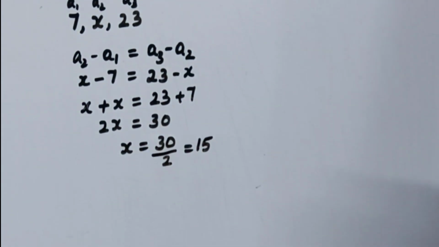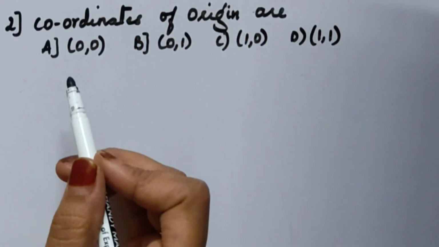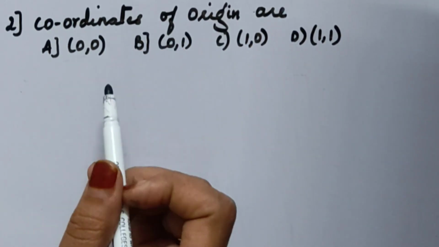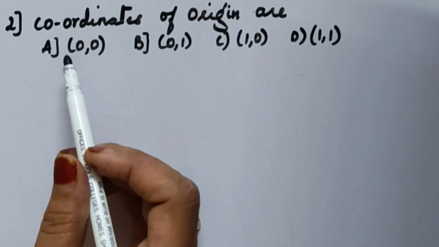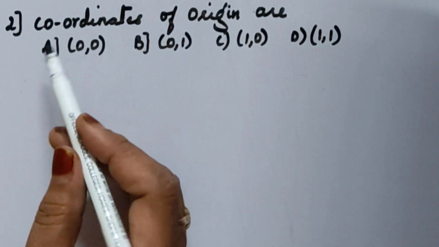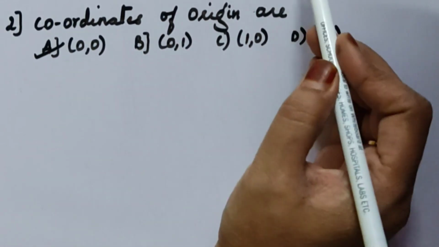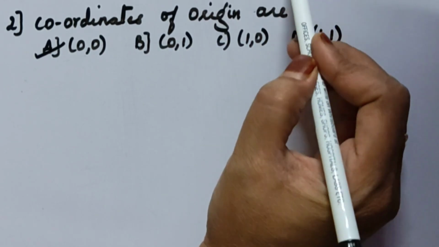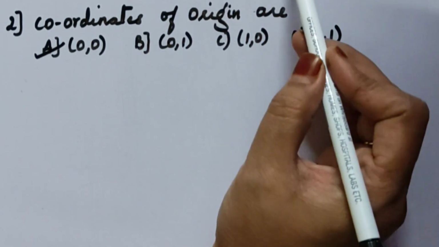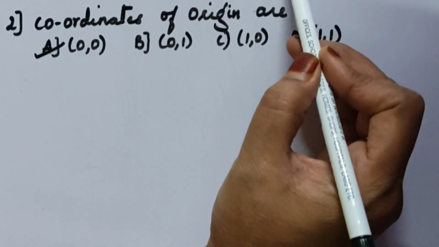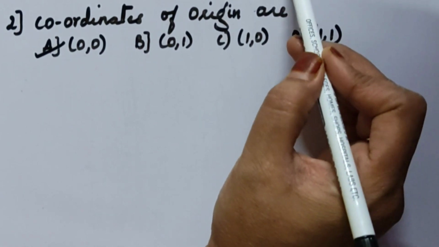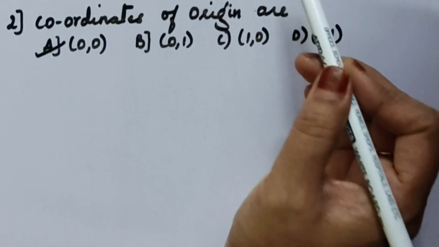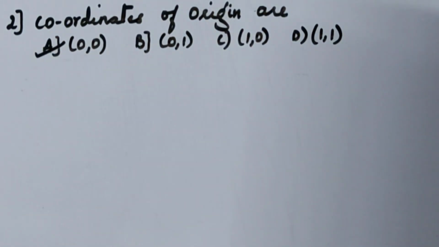Hope this is clear. Now here, the second question is the coordinates of origin. So what will be the coordinates of origin? The coordinates of origin will always be 0, 0. Okay, this is the x and y plane, or coordinate plane, we can say. This is the origin, and this origin has got 0 on the x-axis and 0 on the y-axis also. So therefore we say the coordinates of the origin will be 0, 0.